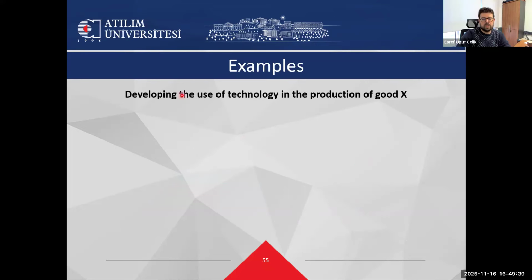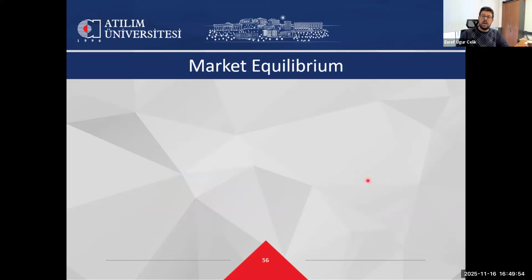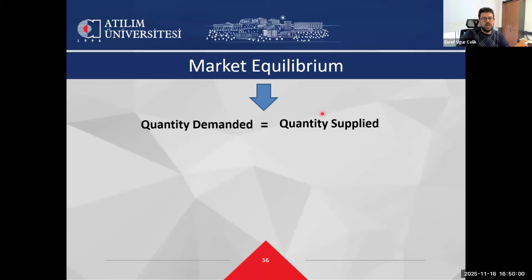Use of new technology means that we can produce more, so the supply curve is shifting to the right, not left. Then we can put the demand and supply curves together to get market equilibrium. At the condition where quantity demanded equals quantity supplied, we have market equilibrium.